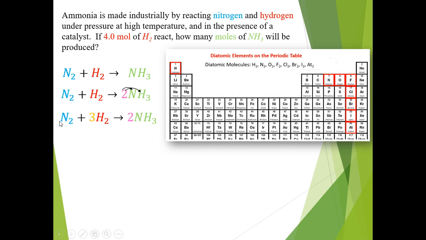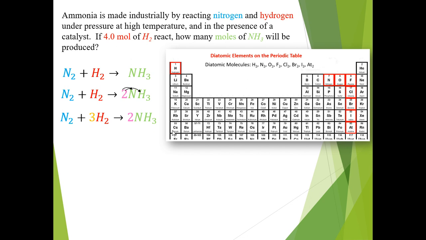So from here, we can determine the mole-to-mole ratio. Here's the 1. Again, the N2 has no number in front of it, so you need to visualize a coefficient of 1. There's 3 moles of hydrogen, and then there's 2 moles of ammonia. So from here, we can set up the question. It wants to know how many moles of ammonia.